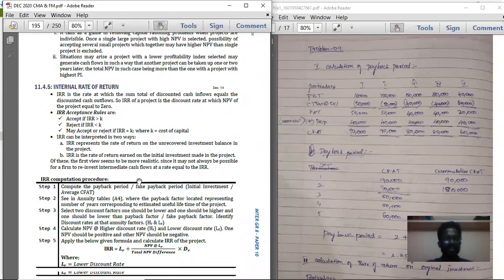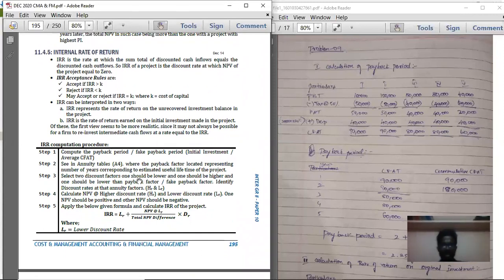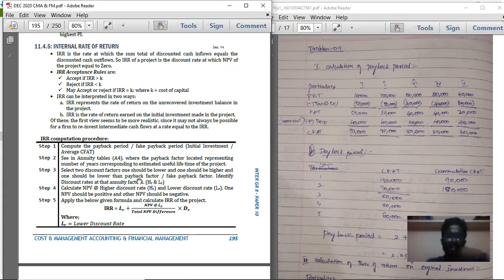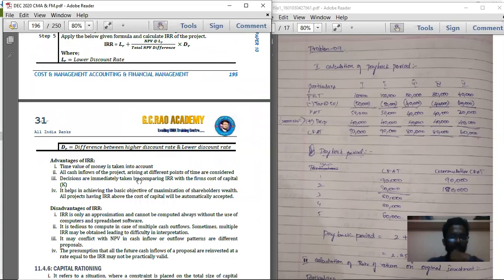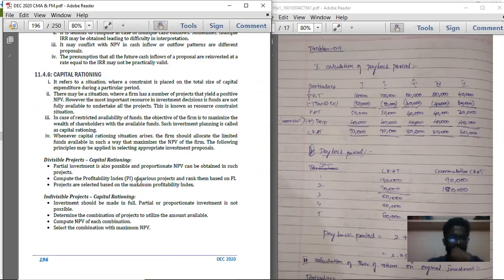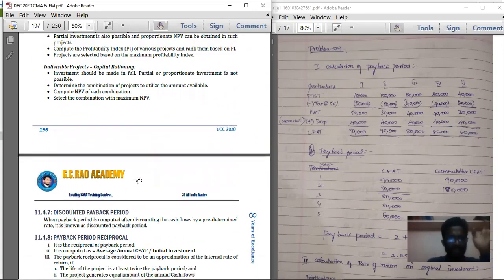Internal rate of return is a very separate part. From this internal rate of return there will be some 2 sums or 3 sums, which is very important. You will be calculating the return rate which is inclusive of all your discounted cash inflows. Discounted cash inflows is nothing but present value of cash inflows. You will be using that and calculating the internal rate of return. We'll go through problems for that particular internal rate of return. That is the important thing.